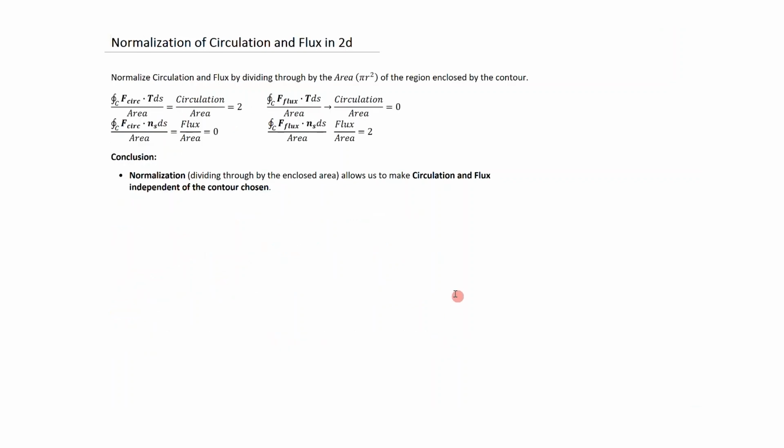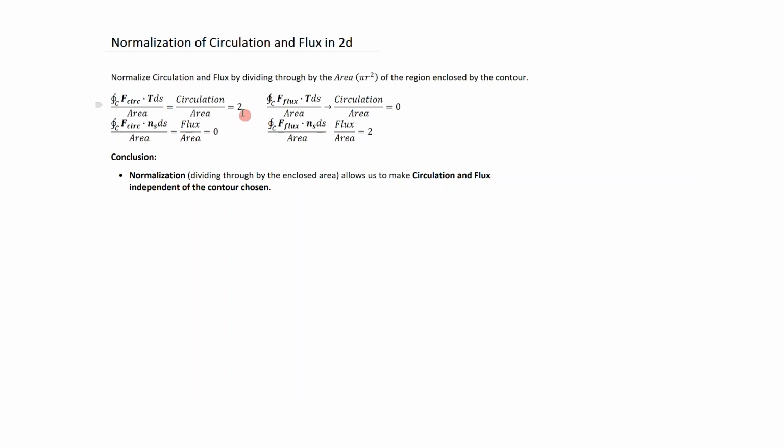All right, so we look at those results and we say, well, maybe it might be useful to try and normalize these expressions for circulation and flux. And we noticed that basically on the right hand side there was a pi r squared showing up. So that pi r squared is nothing more than the area enclosed by the contour. So let's try to make the circulation flux integrals independent of the area. So what we're going to do is divide the circulation by the area.